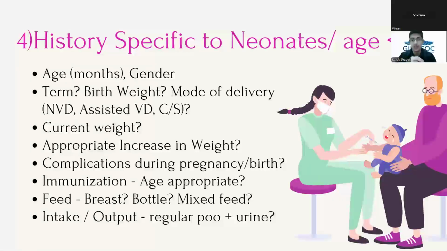So any complications during pregnancy, maybe because of assisted vaginal delivery, there's cephalohematoma. Now that blood is going to break down, cause jaundice. It's very important to know these things so that you can cater your treatment towards that.